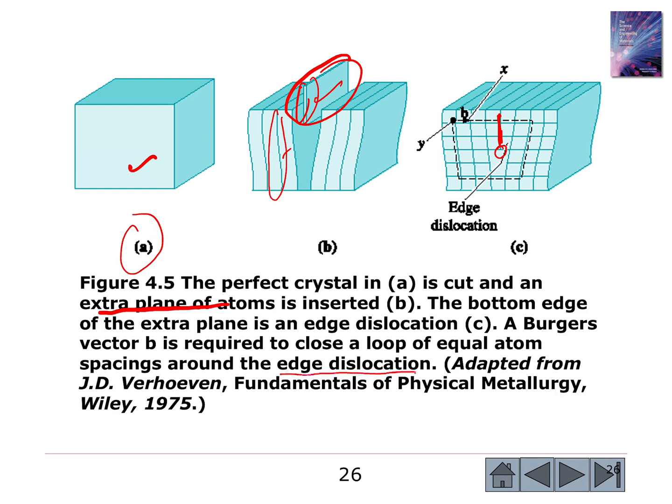If you form the same loop around this edge dislocation, if you go equal atom spacing in all the directions and try to close this loop, you are going to end up with an open loop, and in order to close this loop you need a Burgers vector. Now if you look at the direction of the Burgers vector, it is in this direction, whereas the edge dislocation is in this direction. So they are both perpendicular. So the Burgers vector is perpendicular to the edge dislocation, right?